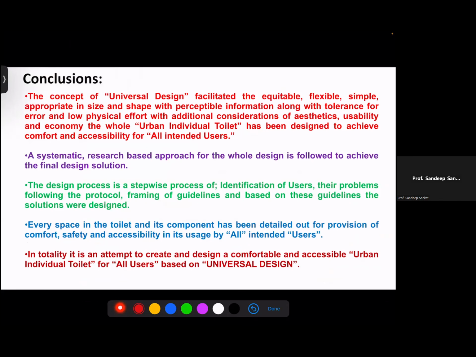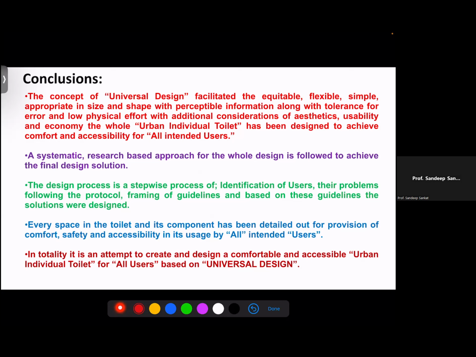The concept of universal design facilitated the equitable, flexible, simple, appropriate in size and shape with perceptible information, along with tolerance for error and low physical effort, with additional consideration of aesthetics, usability, and economy. The whole urban individual toilet has been designed to achieve comfort and accessibility for all intended users. A systematic research-based approach for the whole design is followed to achieve the final design solution. The design process is a stepwise process of identification of users and their problems, following the protocol, framing of guidelines, and based on these guidelines, these solutions were designed.